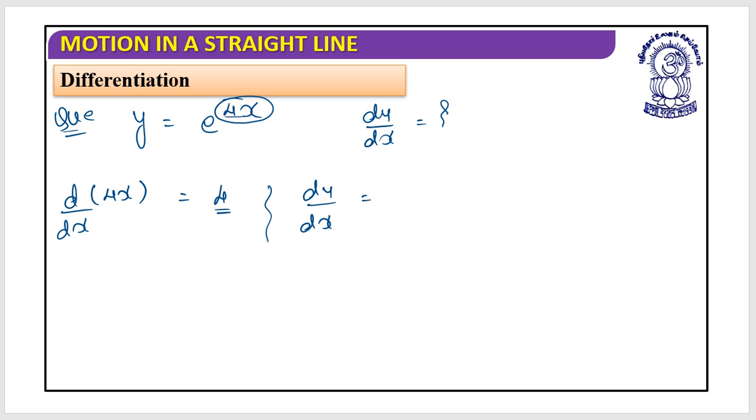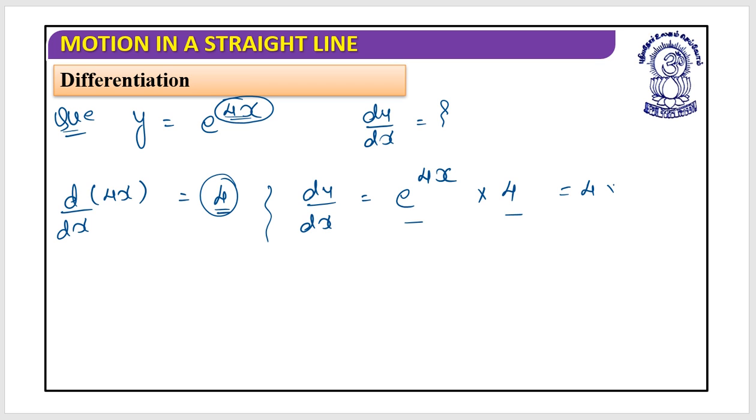It's an e to the power 4x. Let's assume this as an x only. So it is an x only, so it is an e to the power 4x multiplied by a number which has been assumed. It's a 4. So this would be the answer, 4 into e to the power 4x.